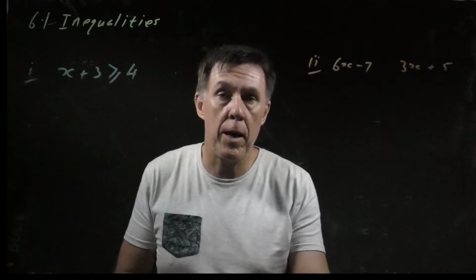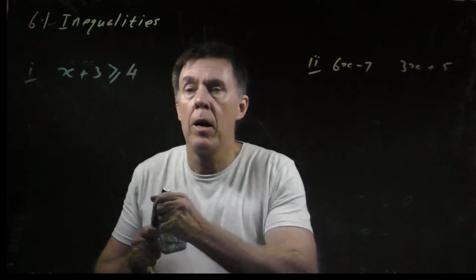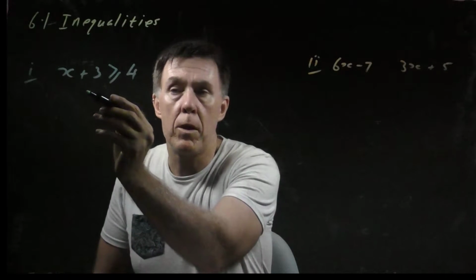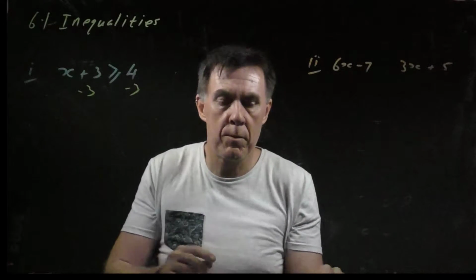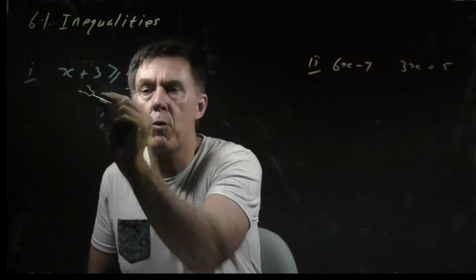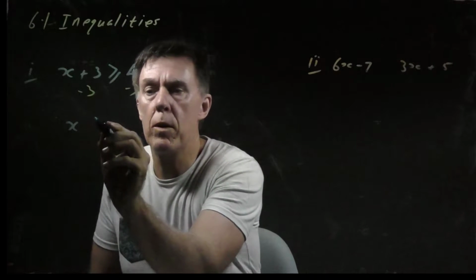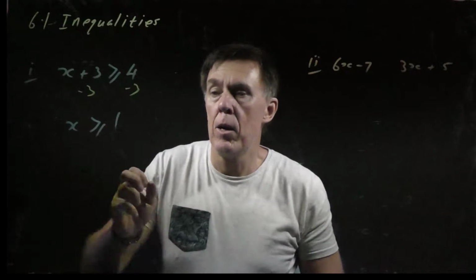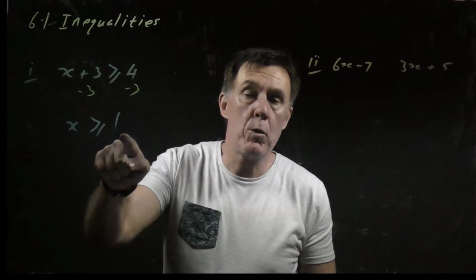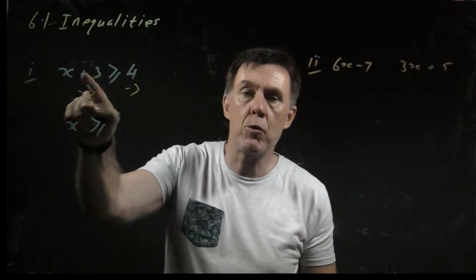Absolutely no differently than how you've been handling them up until now. Just get rid of the plus 3 from the left by undoing it. So do take away 3 on both sides. 3 take 3 is 0, so I'm left with my unknown. Has to be greater than or equal to positive 1. So any number that is greater than or equal to 1 will make this statement up here true.